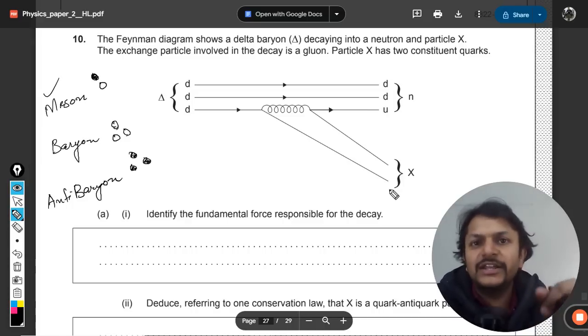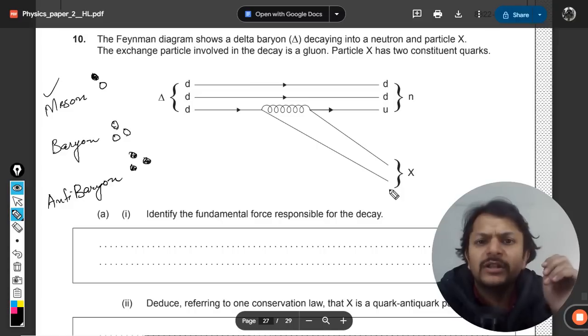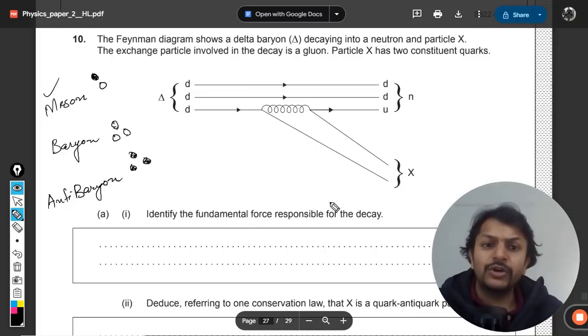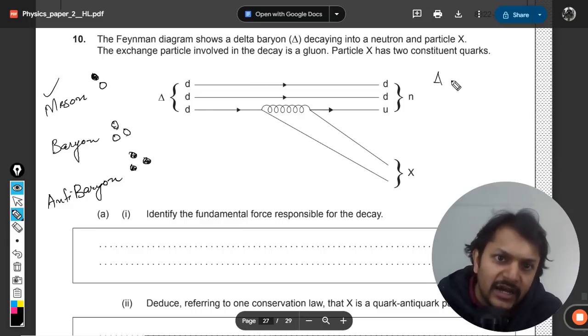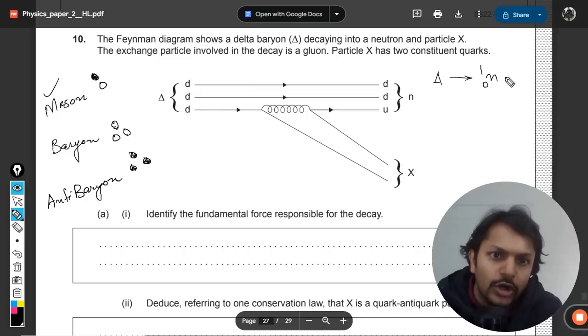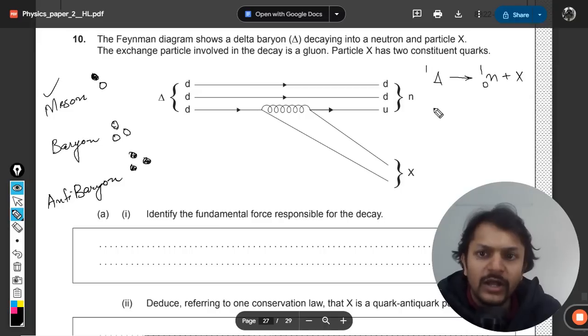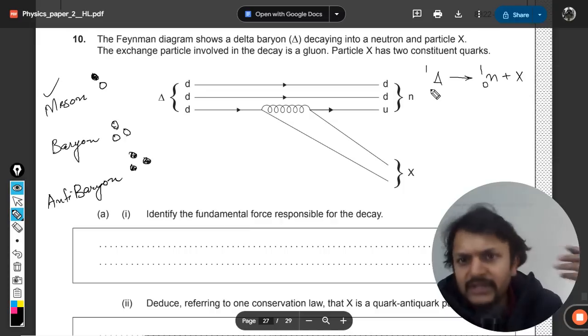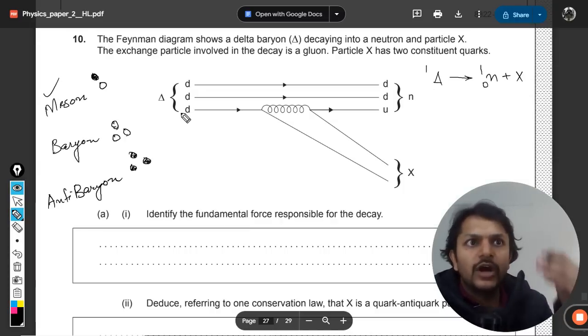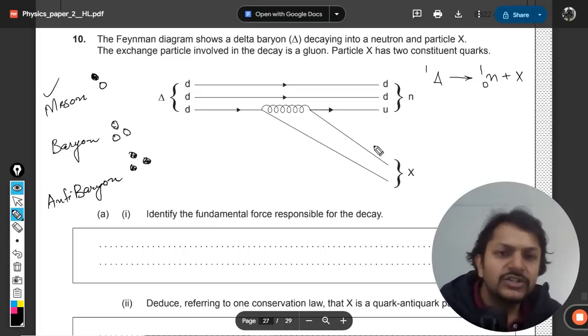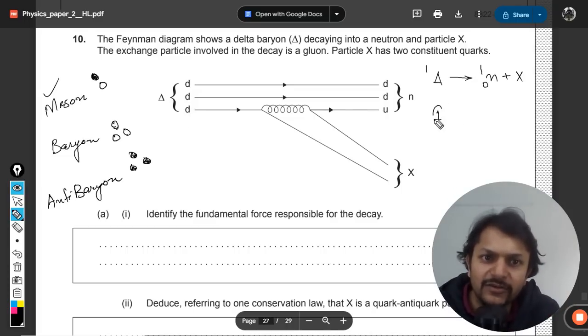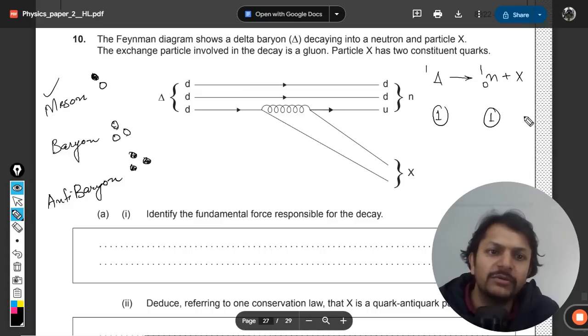But they are telling you to refer to some conservation principle. So we can go for the baryon number, because for the meson the baryon number is 0. So the reaction can be written as delta converting into neutron, and it is giving some particle X, let us say. The baryon number for the delta is 1. We will not be talking about the charge. For the neutron, it is again 1. And for the meson, it is 0.